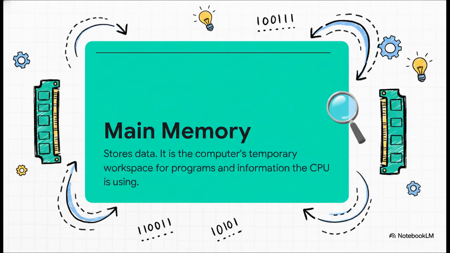Next, we've got main memory. You probably know it as RAM. Think of this as the computer's temporary workspace, its short-term memory. It handles the data storage job by holding on to whatever data and programs the CPU needs to get to, like right now. But the key word here is temporary. Turn the power off and poof, it's all gone.